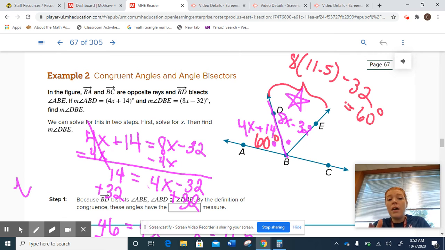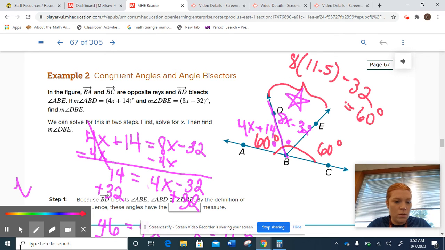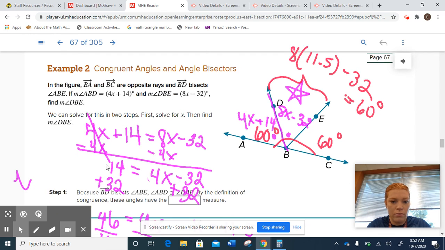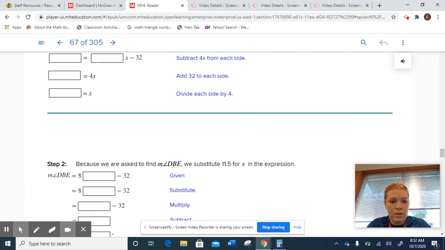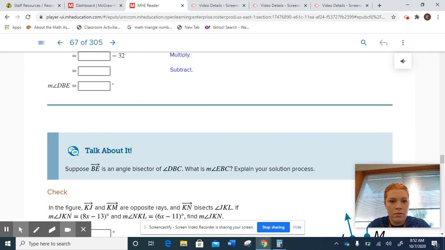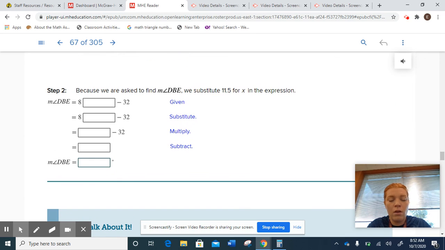Okay. And I know they didn't ask us to find this, but because we have a straight line, and I know that this straight line right here equals 180, this one would also be 60 because those add up to 180. So let's go down and check and see if we are right. I think we are good. Oh, it doesn't give us the answer. Oh, yep, it gave us 11.5. So yeah, I think that's right.